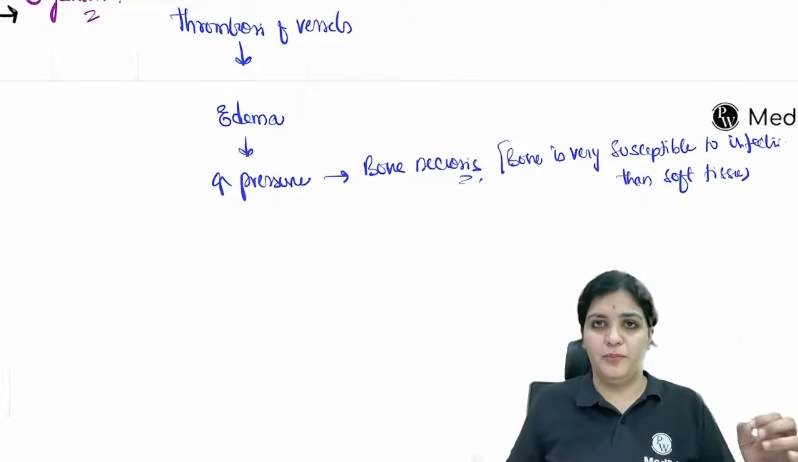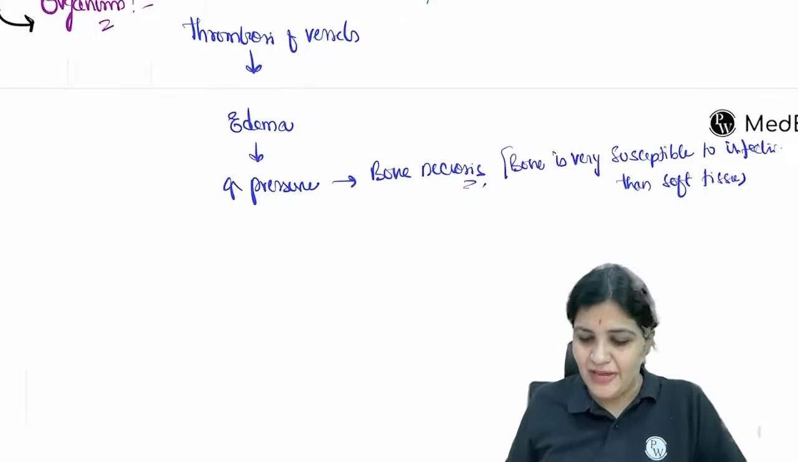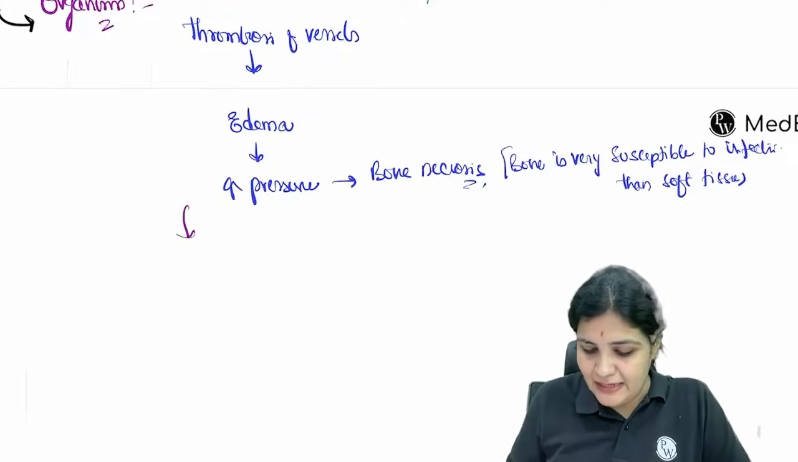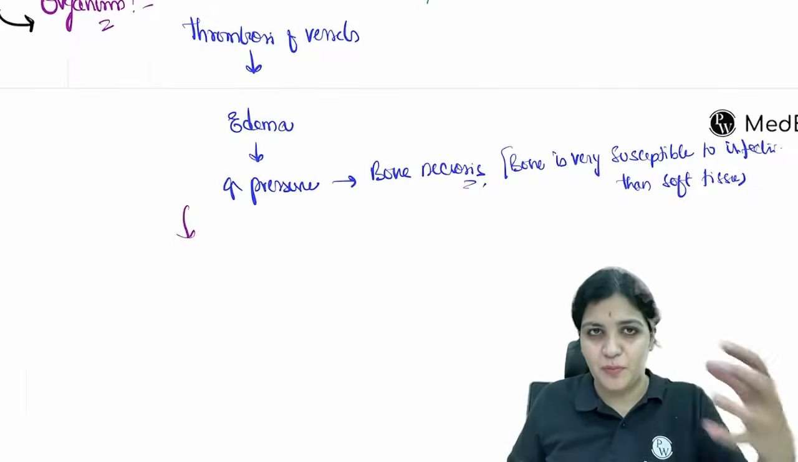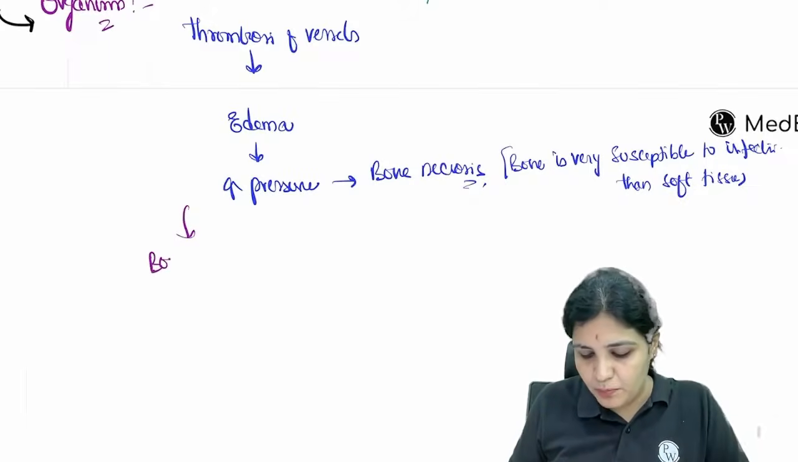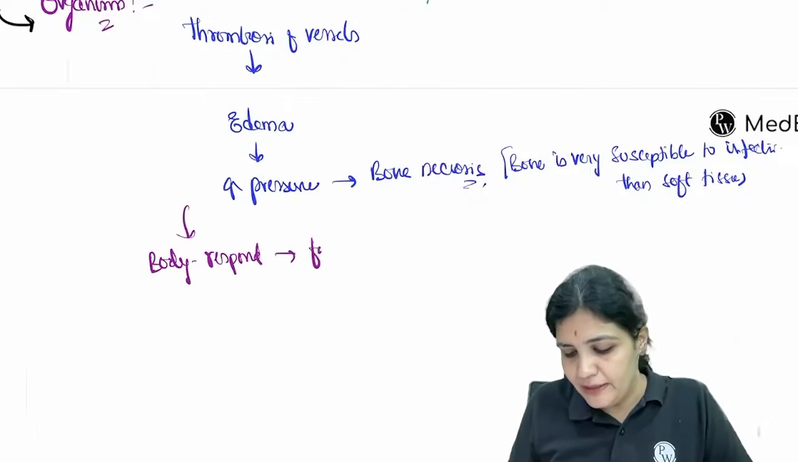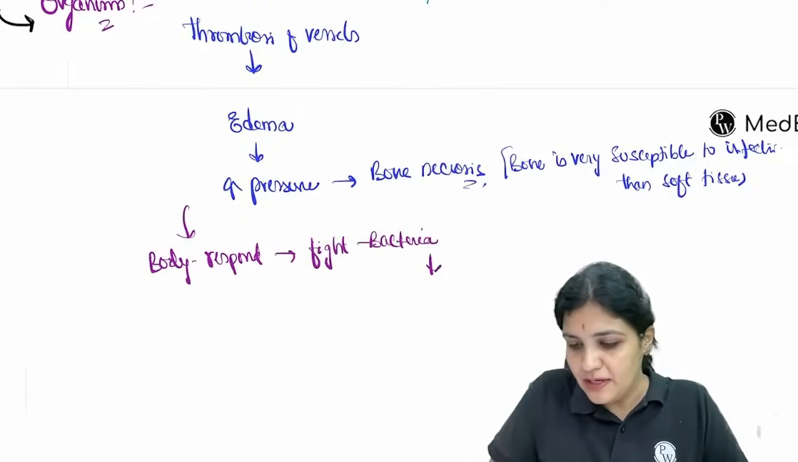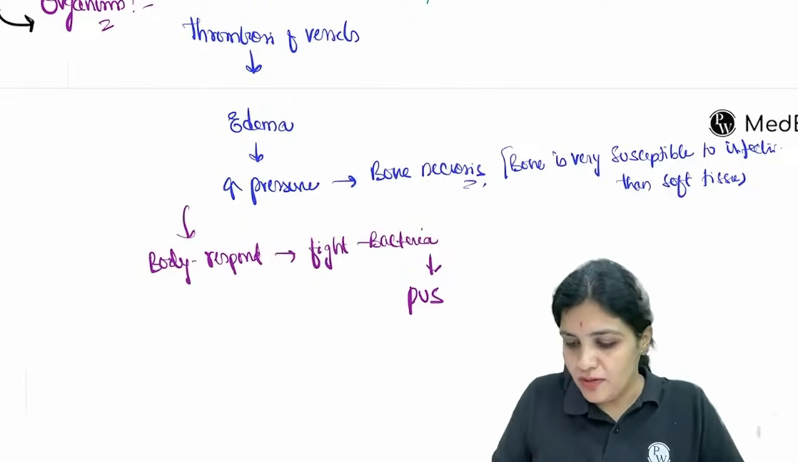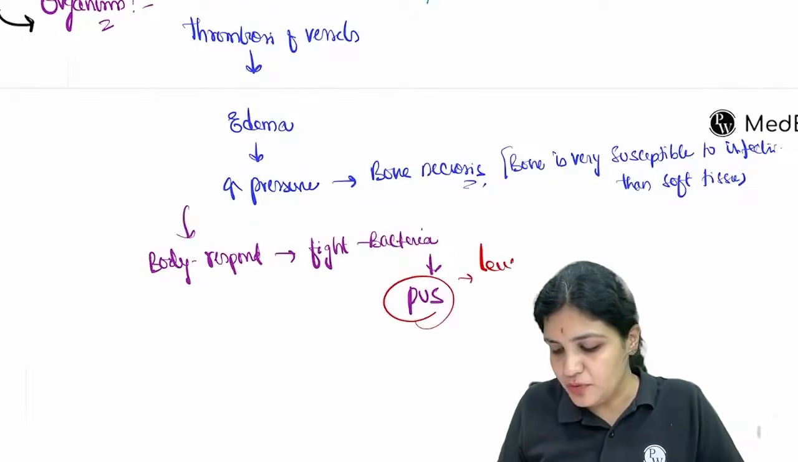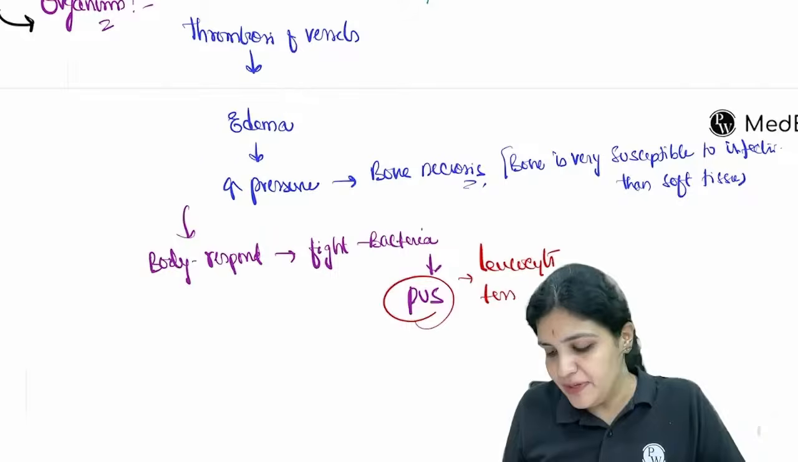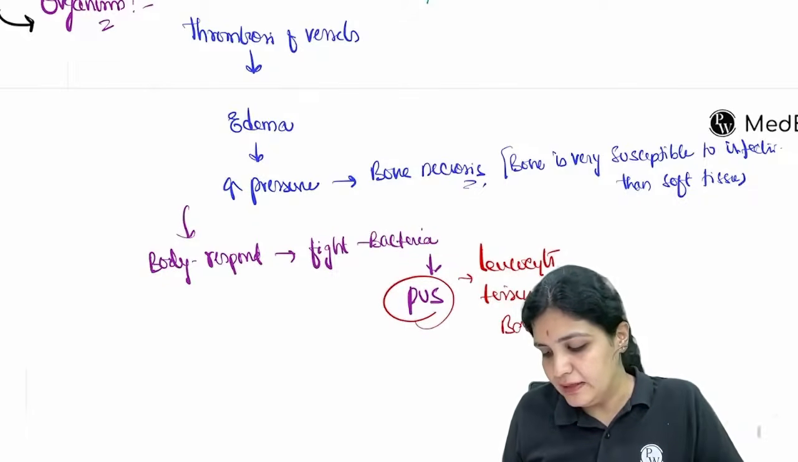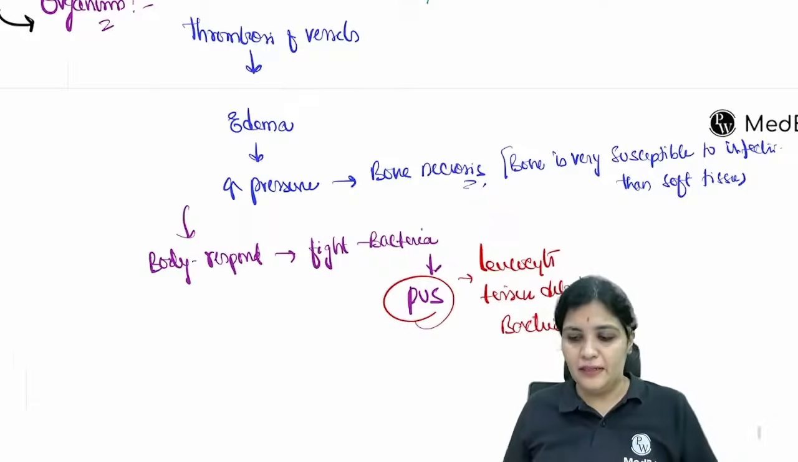This is one of the important points. So bone is very, very susceptible, very, very sensitive, right? And now, as this process is happening, raised pressure and bone necrosis, what will the body do? The body will respond and fight with the bacteria, right? And this will result in the formation of pus. So what is actually pus? Pus is nothing but your leukocytes, your tissue debris, right? And your dead bacteria. So all this will result in the formation of pus.